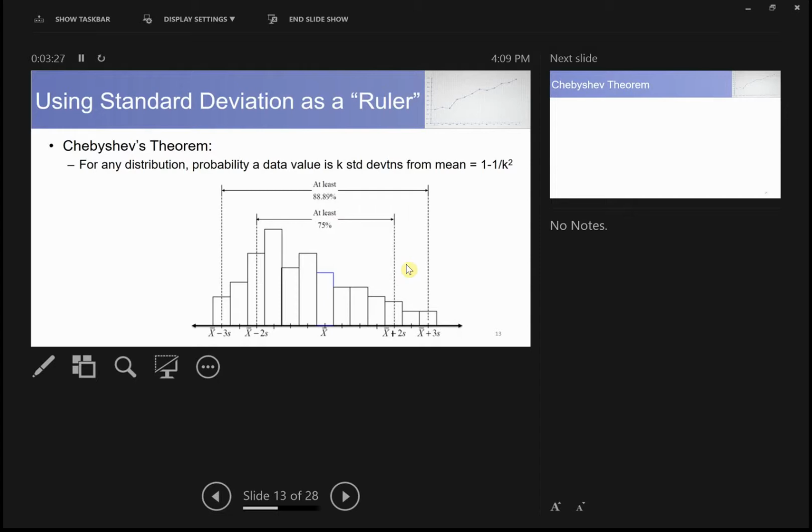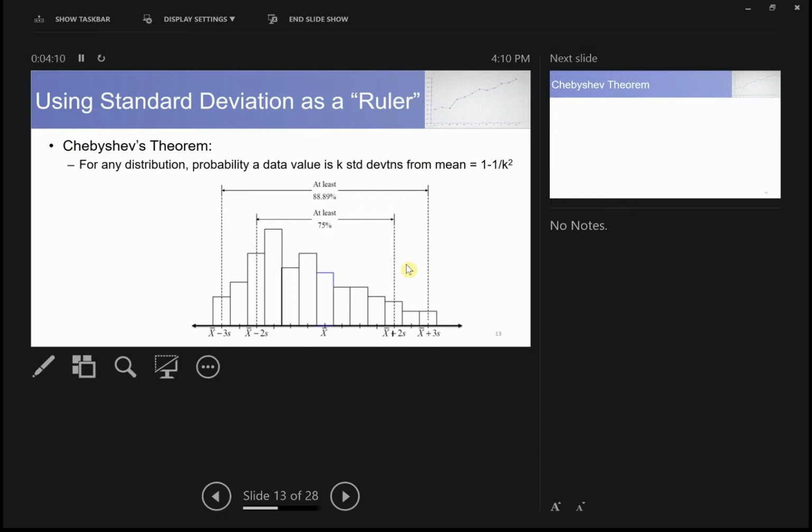What about 1 standard deviation from the mean? What's the probability that data values are within 1 standard deviation of the mean? Let's just try the formula. The probability that I'm k standard deviations from the mean is equal to 1 minus 1 over k squared. So when k is 1, what do I get? Not very useful. This ends up being 0. When k is 1, the probability is 0.